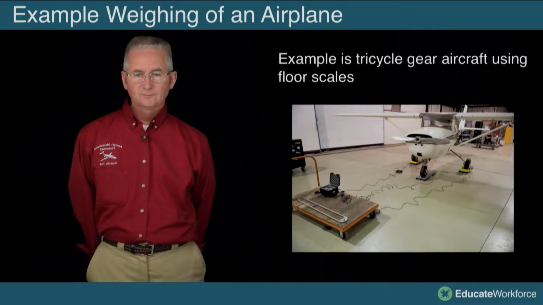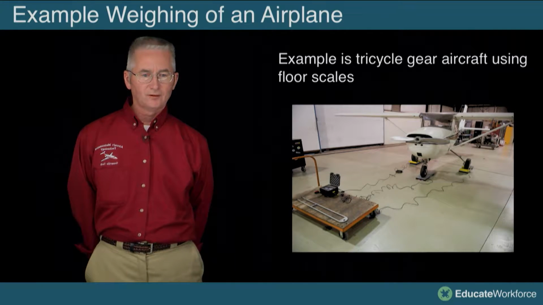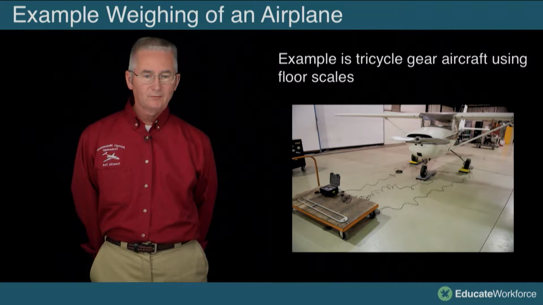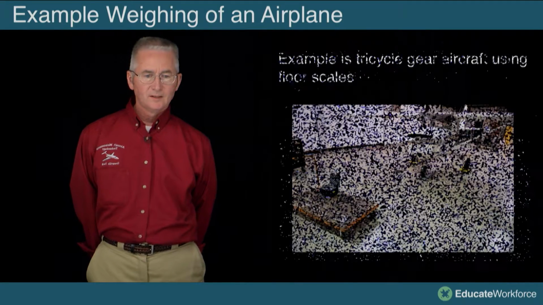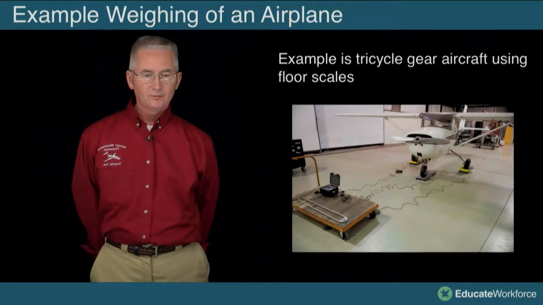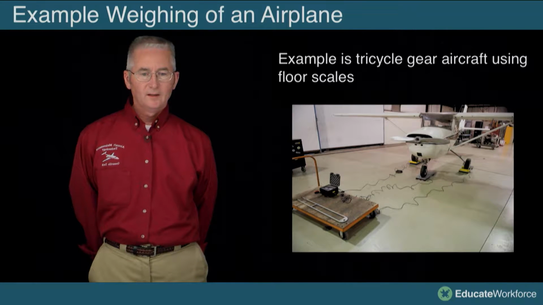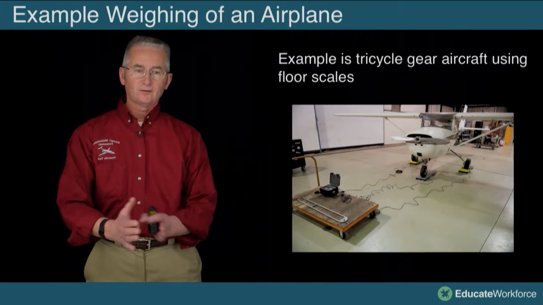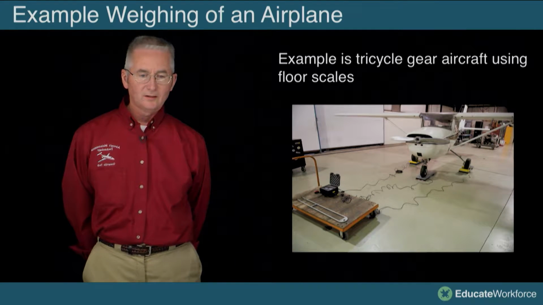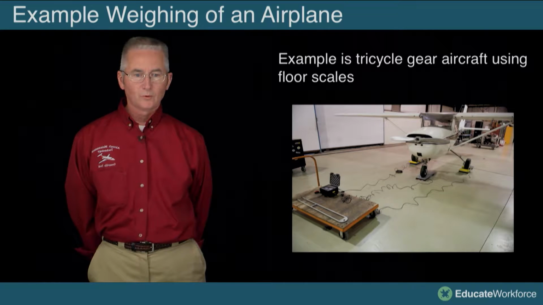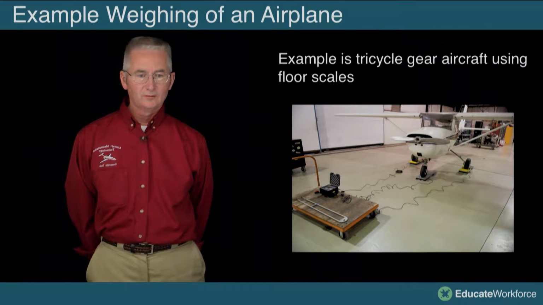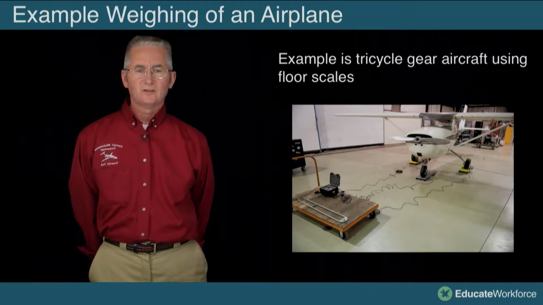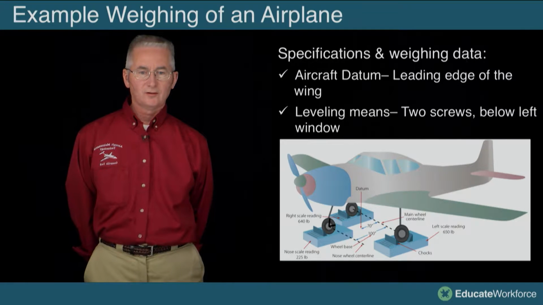An example of weighing an aircraft: let's look at our Cessna 150 in our picture here with a tricycle landing gear, and we've got floor scales in front of us. We're going to roll the airplane up onto the floor scales, and you can see we've got the computer there in front of us, and we've got each cable running out to the left gear, the right gear, and the nose. Then we've got our computer box in front of us, and we're going to be reading what each scale weighs for the left main, the right main, and the nose. So that's going to be our current example.